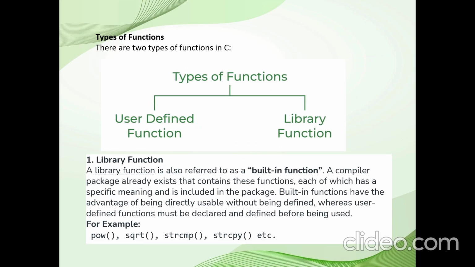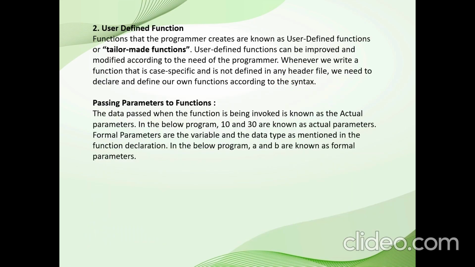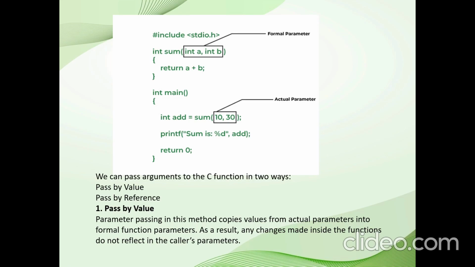The library function is also referred to as a built-in function. Built-in functions have the advantage of being directly usable without being defined, whereas user-defined functions must be declared and defined before being used. So these are the examples. Now, passing parameters to functions. The data passed when the function is being invoked is known as the actual parameters. Let us take an example. Here it is a formal parameter, and here it is an actual parameter.